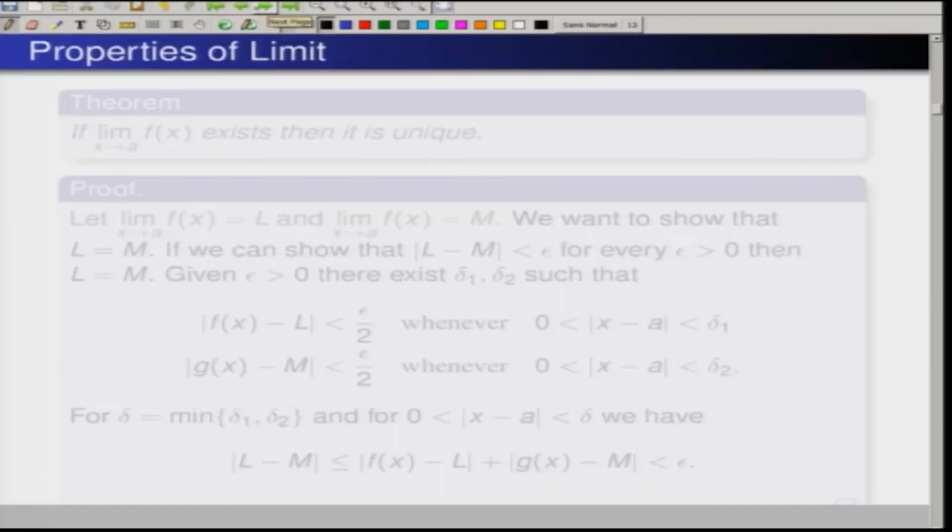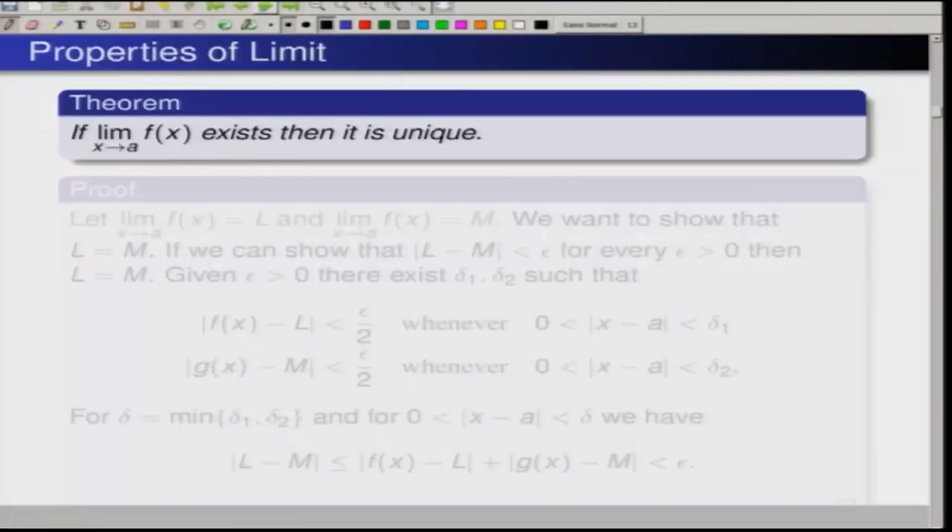Okay, so now what are the properties of limit? Suppose we are given a function f, and we are interested in the limit of f(x) as x goes to a. Intuitively we can see that this limit is going to be one number; f cannot approach two different limits. That is what we would like to prove: if the limit of f(x) as x goes to a exists, then it is unique.